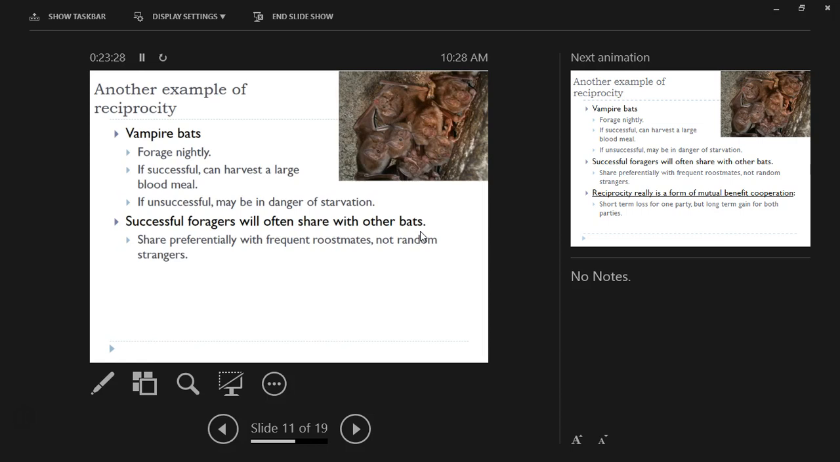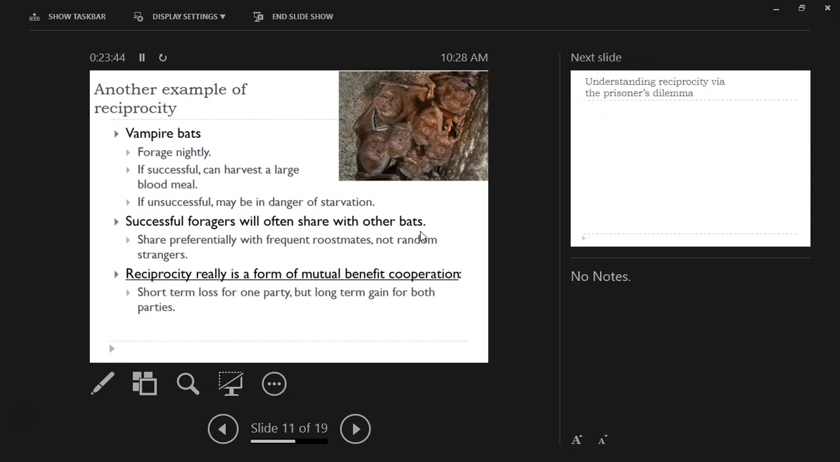So they do seem to share with frequent roost mates. If you throw in some strangers within the group, and people have done this experimentally, those new, foreign individuals will not get shared with. So they won't receive that kind of a benefit.